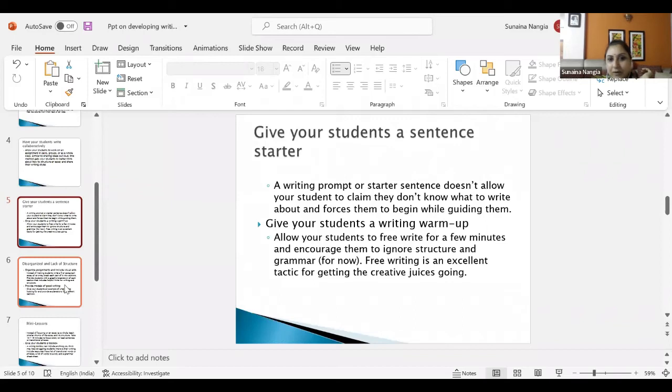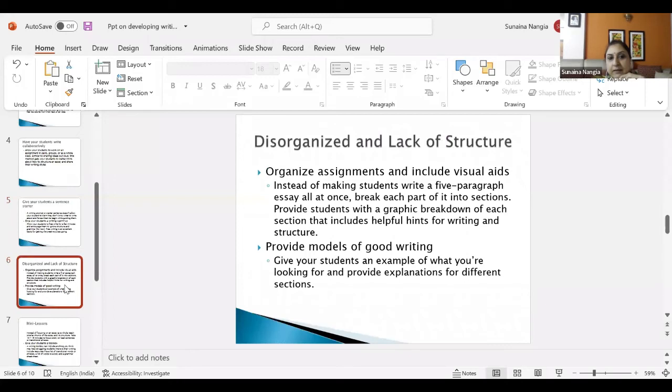Okay, so this is exactly what I said. Ignore certain things and concentrate only and only on the creative levels. Okay, then disorganized and lack of structure is fine. Organize assignments and include visual aids. Instead of making students write a 5-paragraph essay at once, break each part into sections.